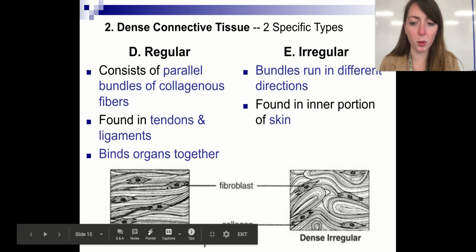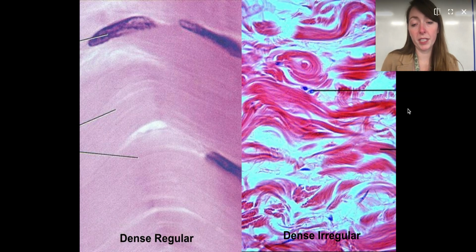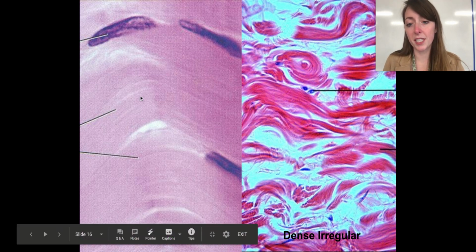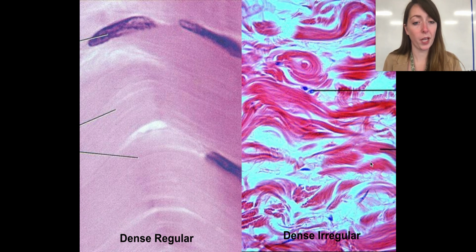They both have fibroblasts, but you guys will see that their structure looks completely different. Dense regular, lots of nice even lines. Fibroblasts are few and far in between. Dense irregular, I think it kind of almost looks like a fingerprint when it's blown up. That might help you remember that it's the inner layer of your skin. So dense irregular, kind of chaotic looking compared to regular.